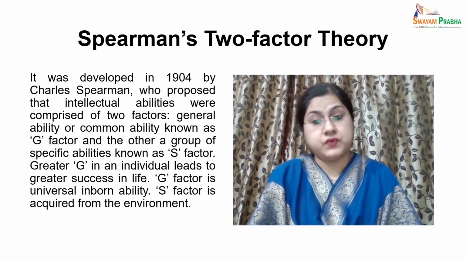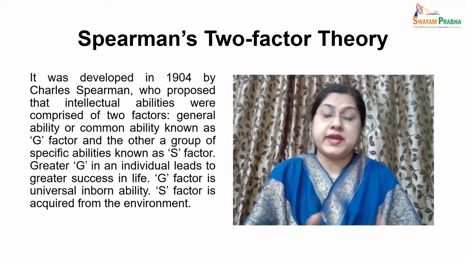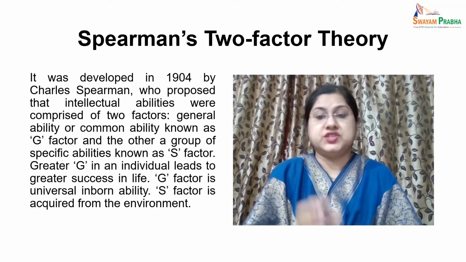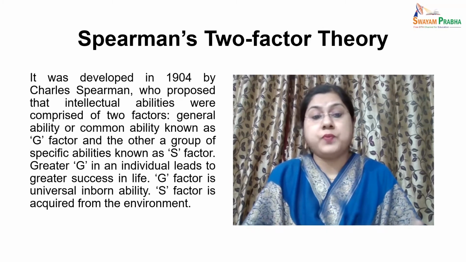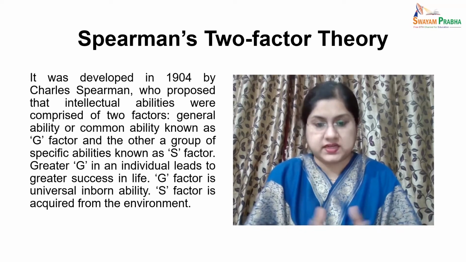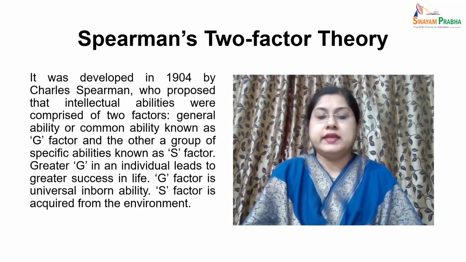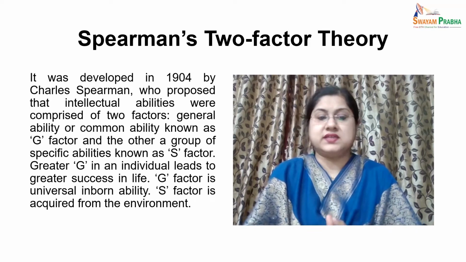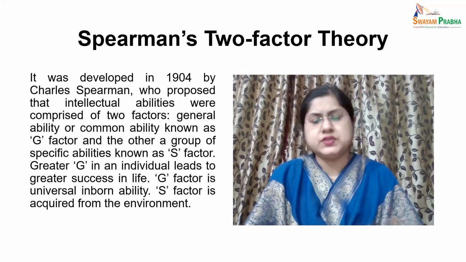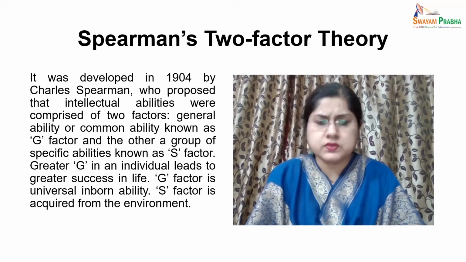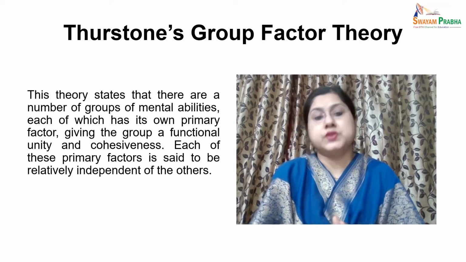It was developed in 1904 by an English psychologist named Charles Spearman, who proposed that intellectual abilities were comprised of two factors. The first is the general ability or common ability, which he denoted as the G factor, and the other, a group of specific abilities known as the S factor. The G factor is a universal inborn ability. Greater G in an individual leads to greater success in life. The S factor is acquired from the environment. It varies from activity to activity in the same individual. This theory was criticized and was also not acceptable on many grounds. Then came the next theory, which is Thurston's theory.